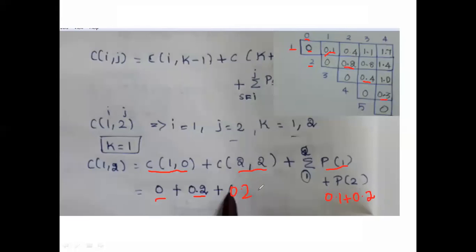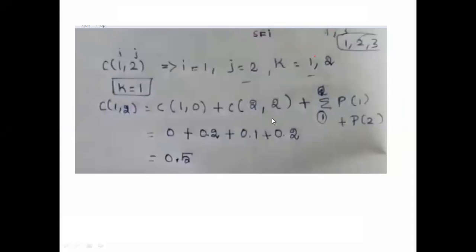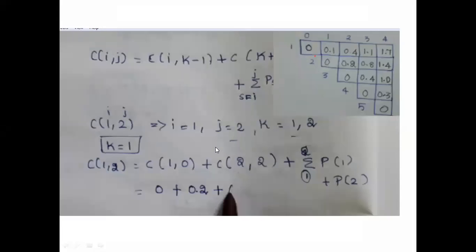Okay. And the probability you add, 0.3. 0.1 plus 0.2 is 0.3. So totally how much? 0.7. Sorry, C of 2 comma 2 is 0.2.